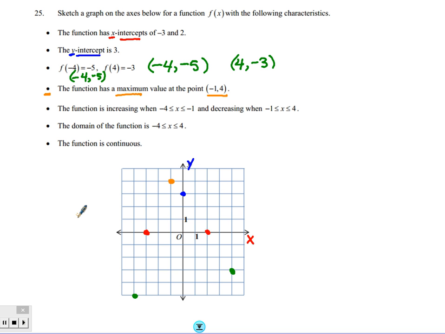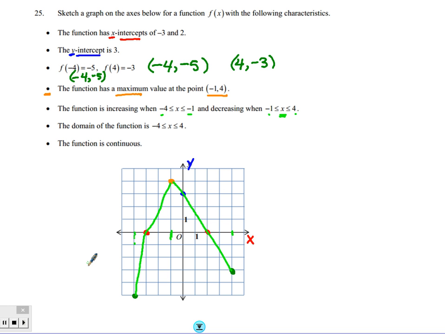The function is increasing when the x values are between -4 and -1. Sorry, from -4 to -1, we are increasing. So let's see if we can increase from -4 to -1. That's increasing that whole time. And it's decreasing from -1 to 4. So we're just looking at the x values. So on this axis, we have to be going down during those values. From -1 to 4, between here and here, it's going to be decreasing.